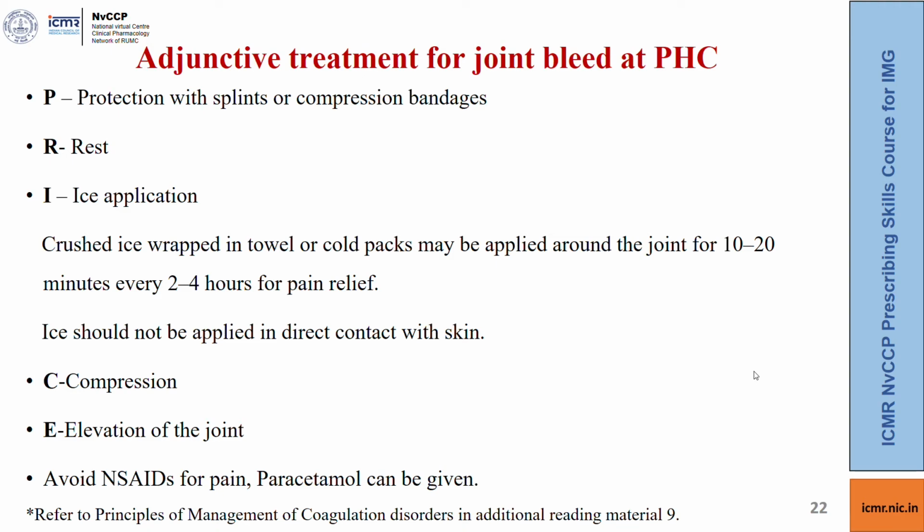Adjunctive management for a joint bleed at a primary healthcare level will comprise what we call the PRICE, where P stands for protection with splints or compression bandages, R stands for resting the part, I stands for ice application, where crushed ice wrapped in a towel may be applied around the joint for 10 to 20 minutes every 2 to 4 hours to relieve pain. Ice should not be applied in direct contact with the skin. C stands for compression and E stands for elevation of the joint. And avoid NSAIDs for pain. Paracetamol may be given. You might refer to additional reading material for more details on principles of management of coagulation disorders.